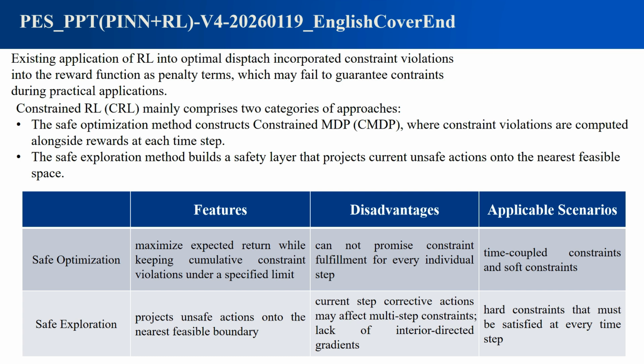Safe exploration attacks the current action directly. A safety layer projects an unsafe action onto a feasible boundary, so it is better suited to hard constraints that must hold at every time step. The limitation is that a boundary projection can trap exploration near the edge of the feasible region and can interfere with multi-step constraints. The engineering challenge is to combine both ideas, a long horizon learning objective for ramping behavior, and a single-step correction mechanism for strict feasibility.